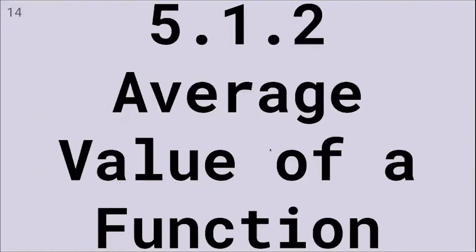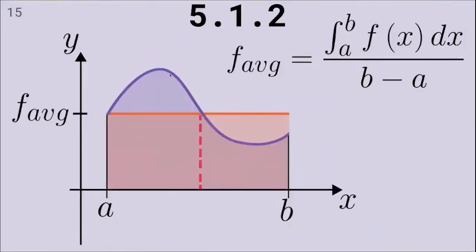The second one, average value of a function. So say we have a function right here in purple. Let's just say this purple is f of x. And you can imagine there's a bunch of y values here. So like there's a value here, here, here, here. The highest y value is there. The lowest one's here. If you added up all of these y values and averaged them out, you would get this f average.